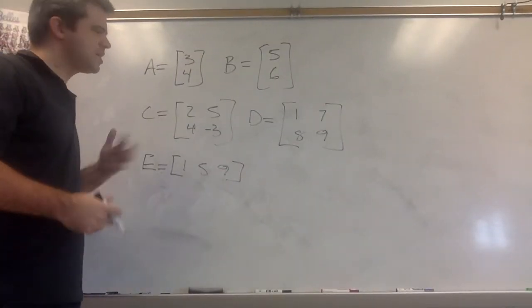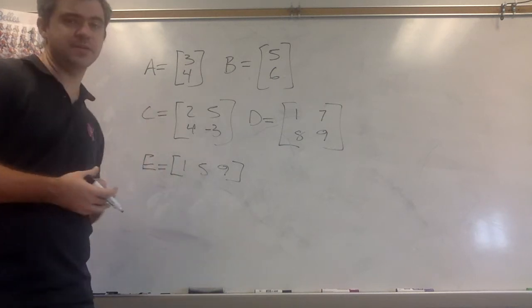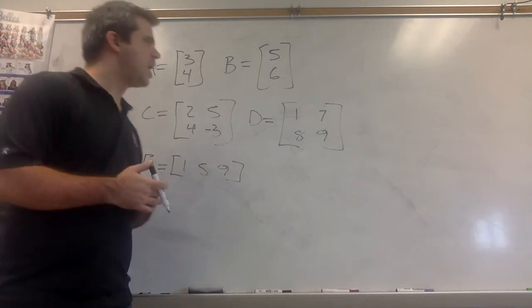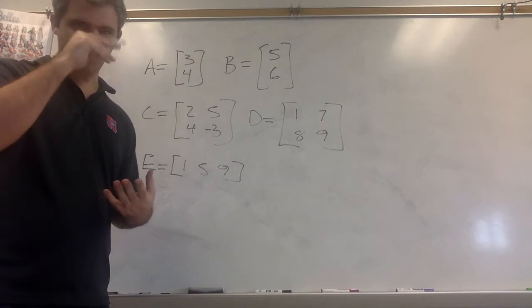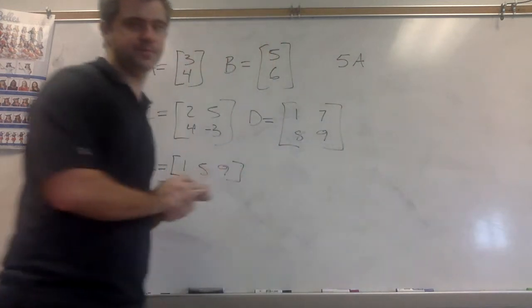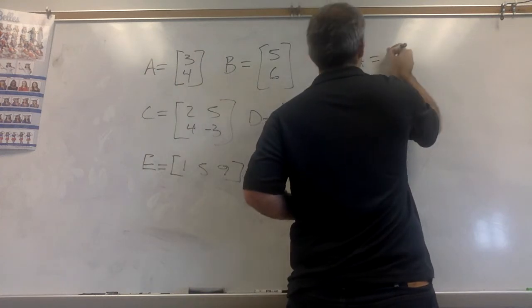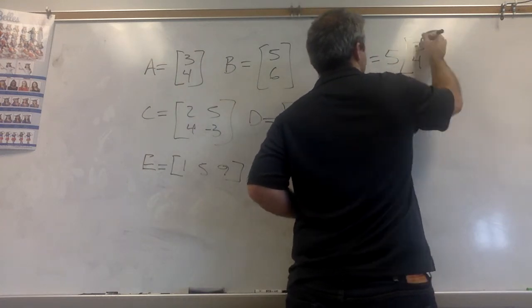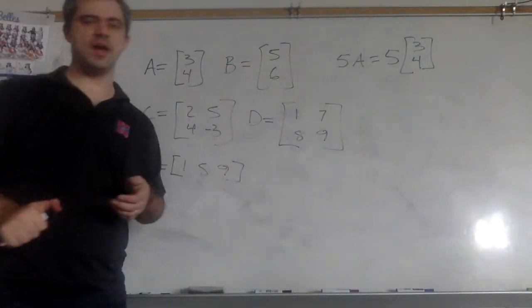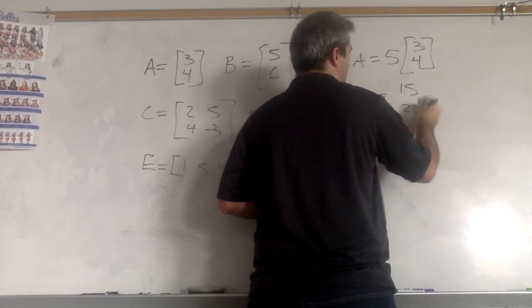Right, so let's talk a little bit about how we can do some arithmetic with matrices. Let's start off with something pretty simple, scalar multiplication. Let's say, for instance, I wanted to do 5A, so 5 times matrix A. In other words, 5 times this matrix that has 3 and 4 in it. It works pretty much exactly the way that you would expect. So when I multiply here, I get 15 and 20.